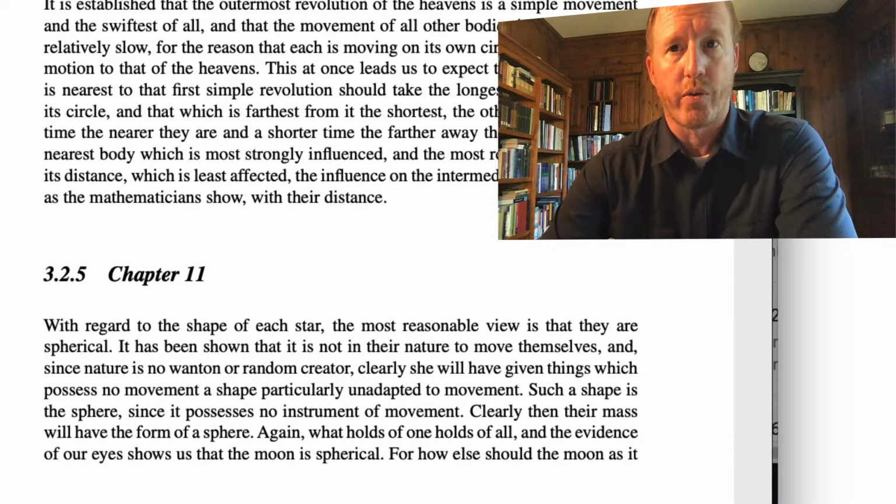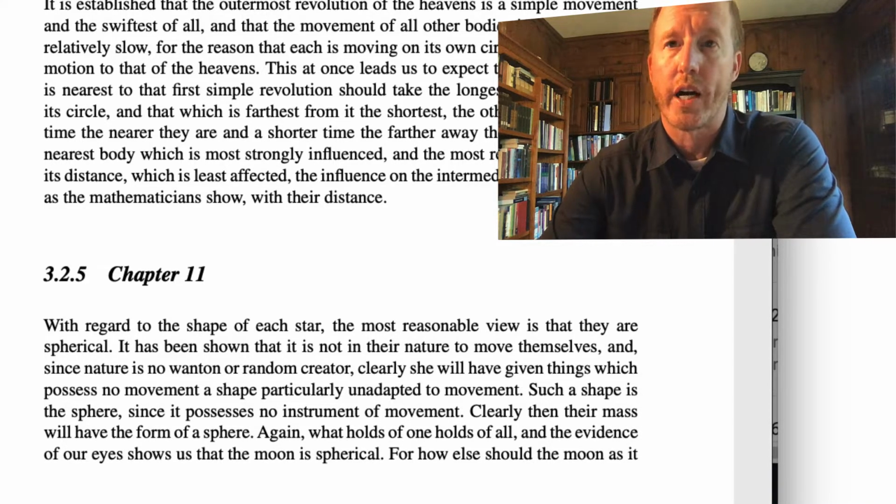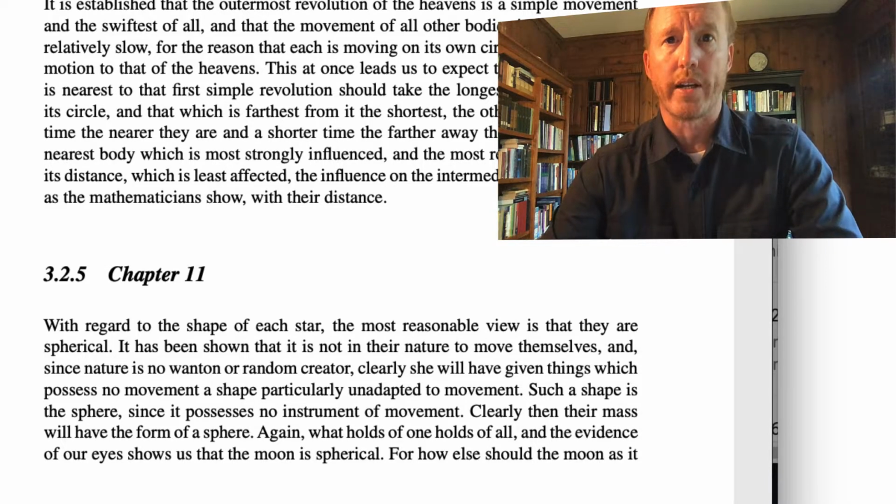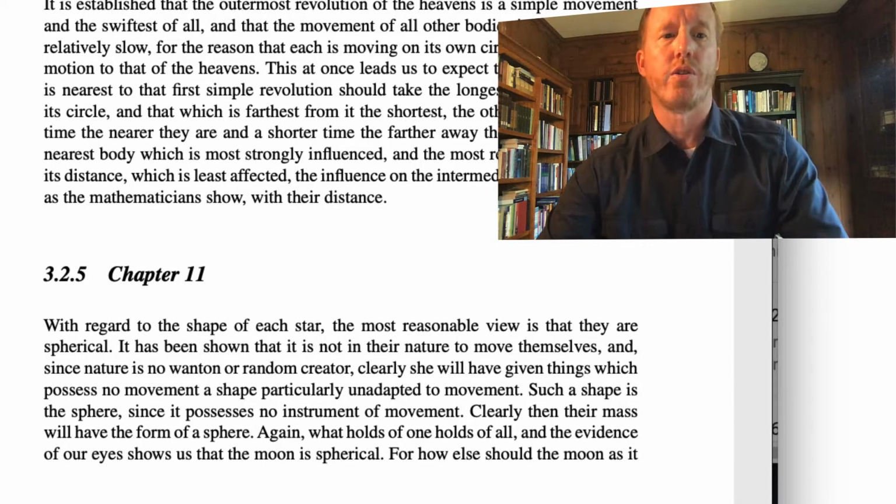Another reason he gives for the sphericity of the stars themselves is by extension from other known objects. So if you look up at the moon, it's apparent that the moon is a sphere. For that matter, the Earth is a sphere. So it seems like spheres are kind of a theme in nature. It would make sense then that the sun and the planets and the stars themselves are spheres as well. Okay, that's a short chapter. Now let's move on to chapter 12.